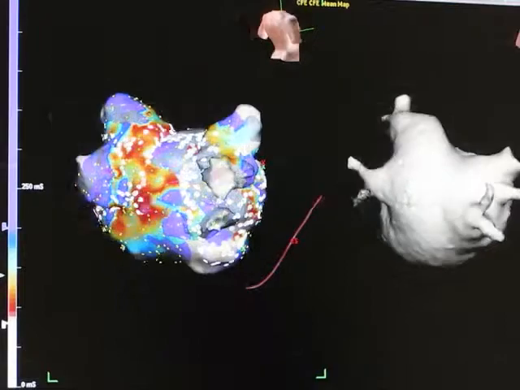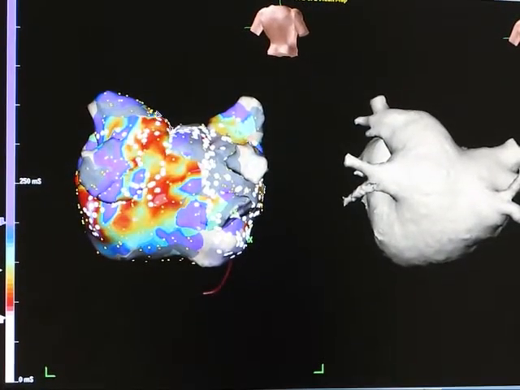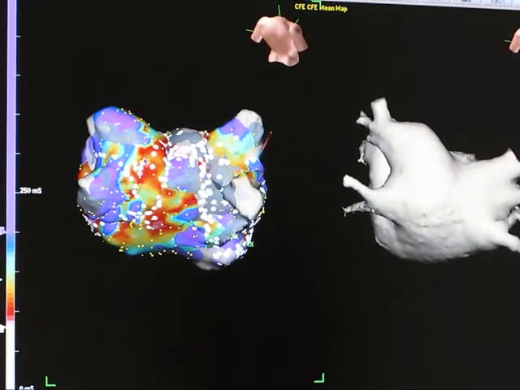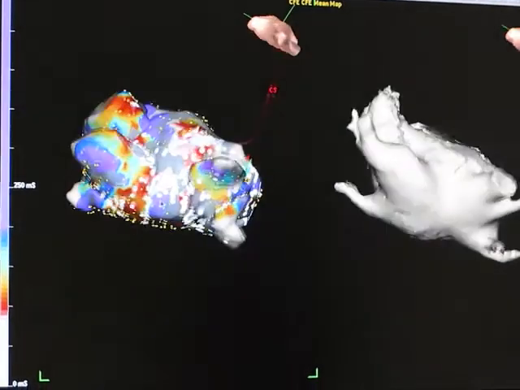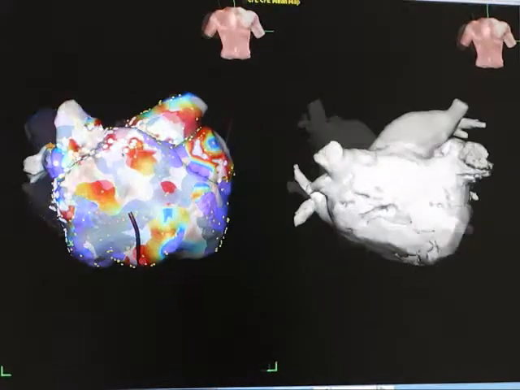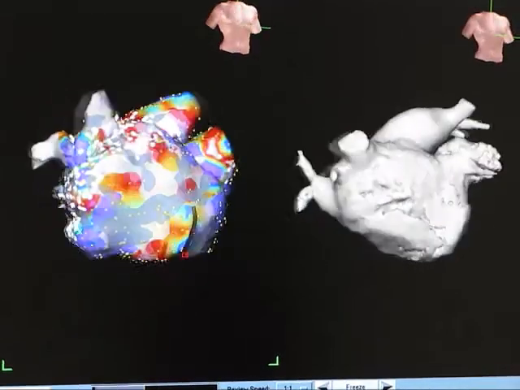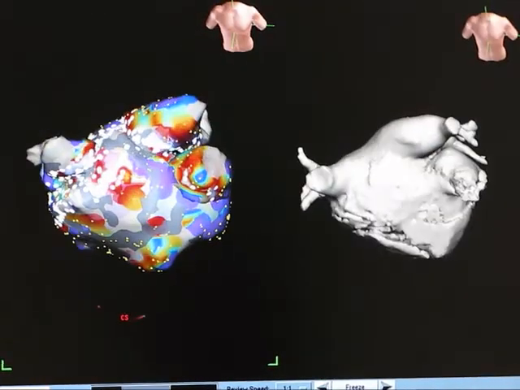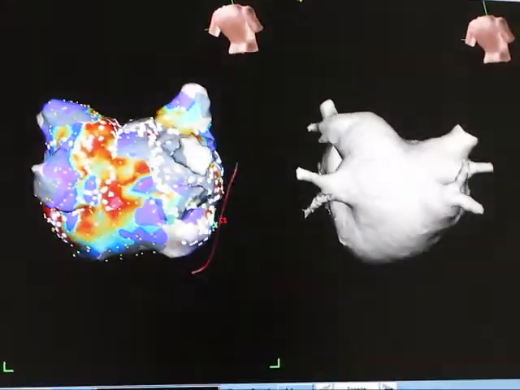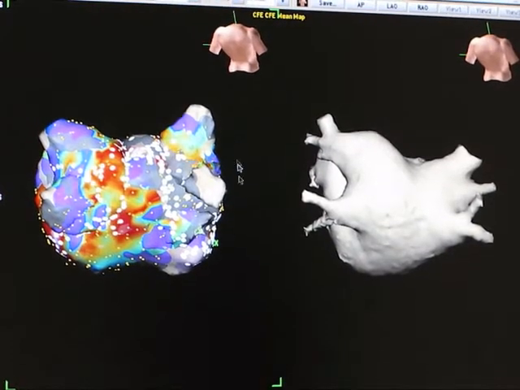fibrillation. As you can see, most of the activities are concentrated around the carina, or the area between the two veins in the back of the atrium, and typically it extends up toward the roof of the left atrium. These are areas that we pay special attention to during ablation to eliminate these extra drivers in the heart. But the goal, of course, is still to isolate both the left-sided and right-sided veins.